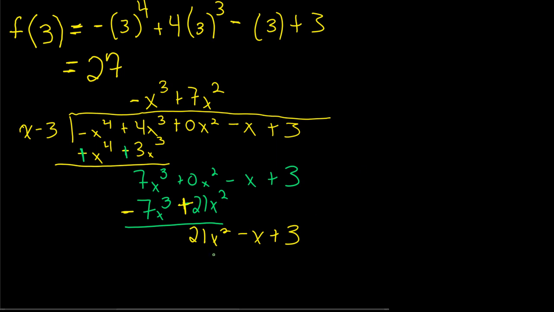Well, to get 21x squared, this is my new leading term. If I divide these, I get a positive 21x. So I'm going to multiply it back through. And so 21x gives me 21x squared minus 63x. I'm going to change my signs.